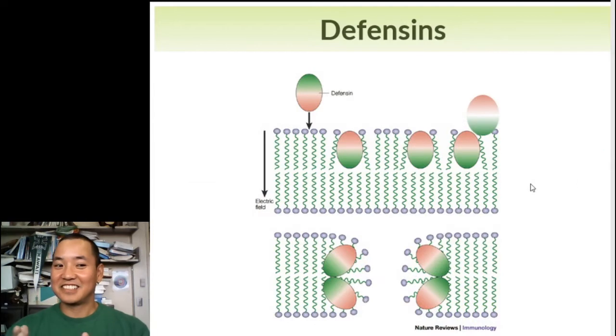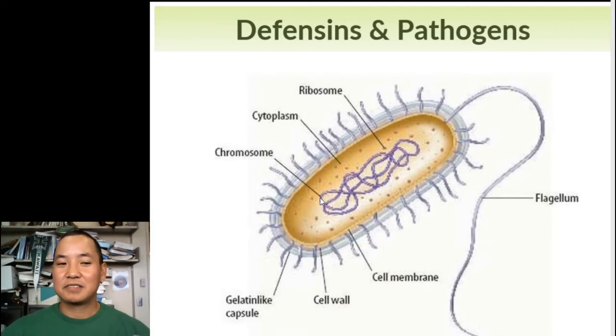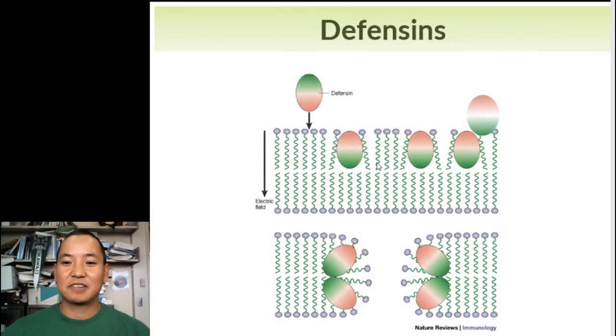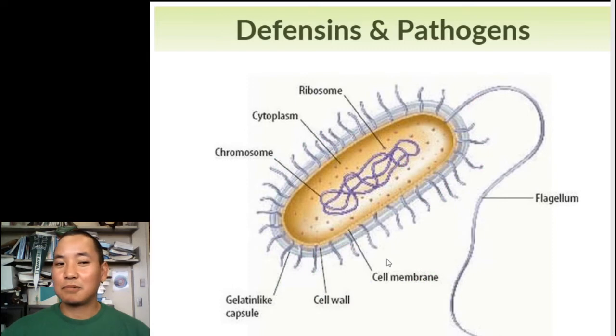All right, so back to defensins. I will get to thermal regulation when we get to the end of this lecture. So what do defensins do? They integrate into bacterial cell membranes. What does that do to the bacterial cell itself? Defensins are poking little holes.